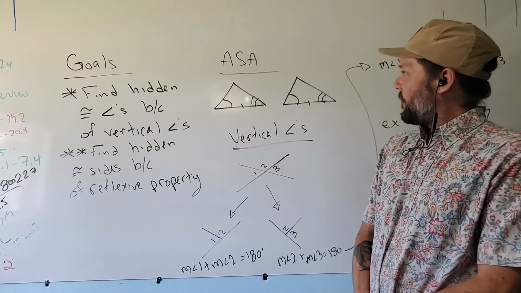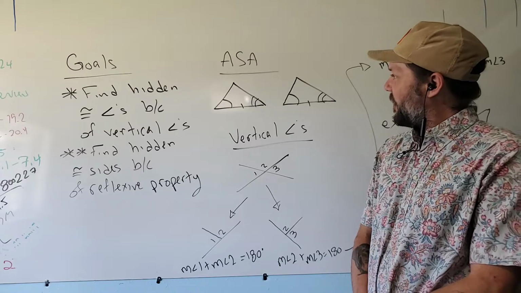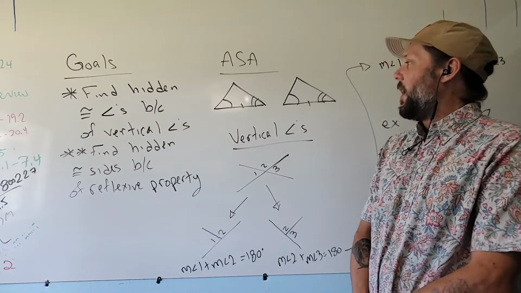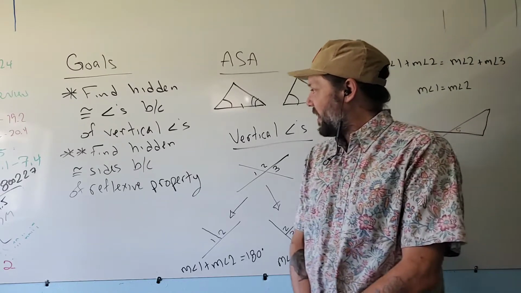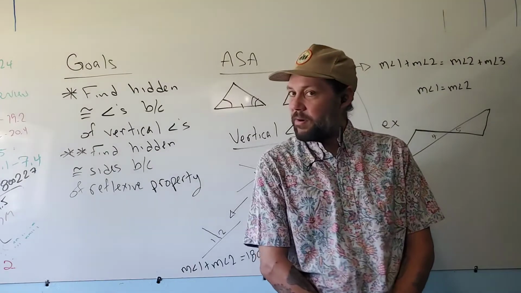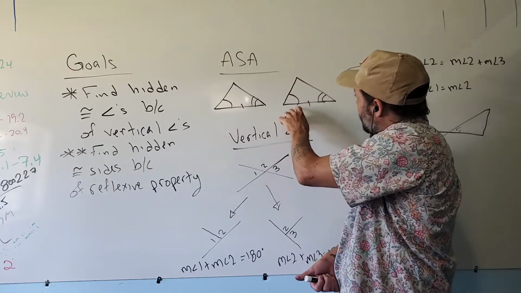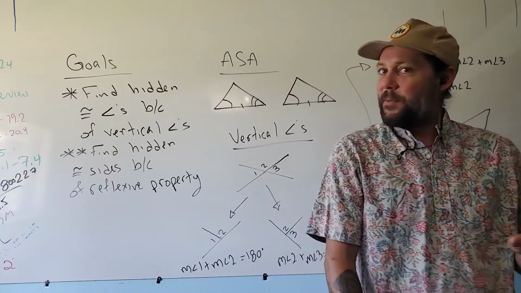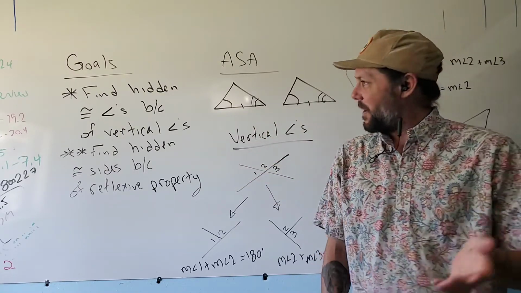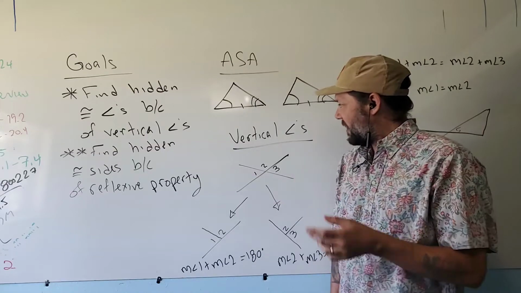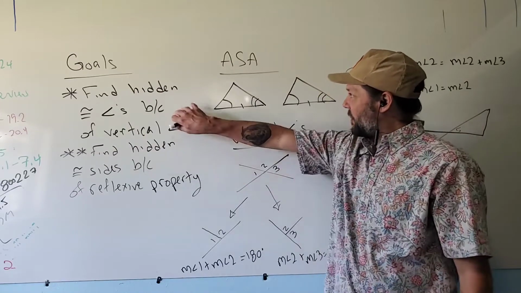All right, so our first goal is to find hidden congruent angles because of vertical angles. Our second goal is to find hidden congruent sides because of the reflexive property. Again, these identical angles can be hidden in the picture, and I want to show you how they're going to be hidden. So let me just review with you guys. I'll talk about my first goal.